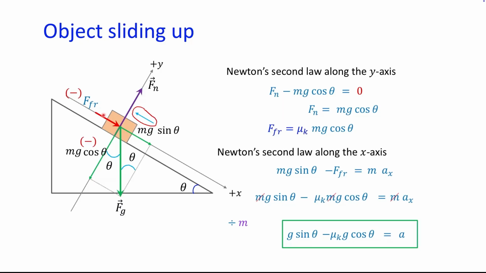Now the friction is in the positive direction. So we need to change the sign of friction in the equation. Change this negative sign to positive. This sign to positive. And this to positive. This is the equation for acceleration if the object is sliding up on the incline.